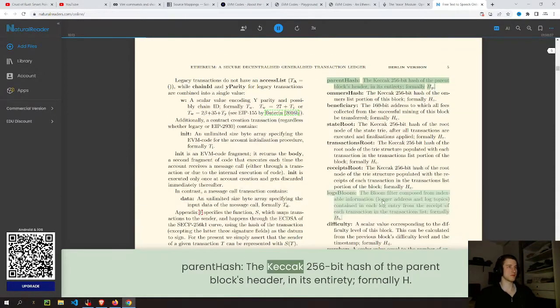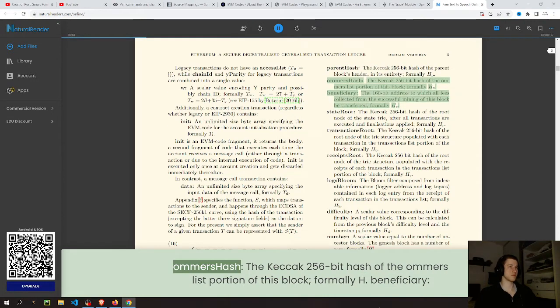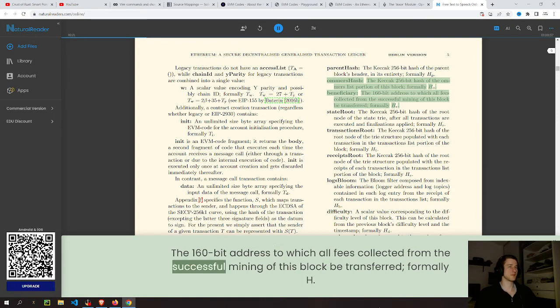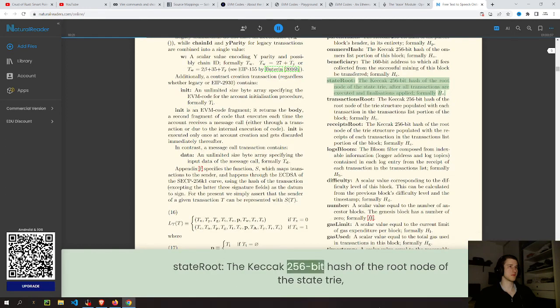Parent hash, the Keccak 256-bit hash of the parent block's header, in its entirety, formally H_p. Ommers hash, the Keccak 256-bit hash of the ommers list portion of this block, formally H_o. Beneficiary, the 160-bit address to which all fees collected from the successful mining of this block be transferred, formally H_c. State root, the Keccak 256-bit hash of the root node of the state tree, after all transactions are executed and finalisations applied, formally H_r.